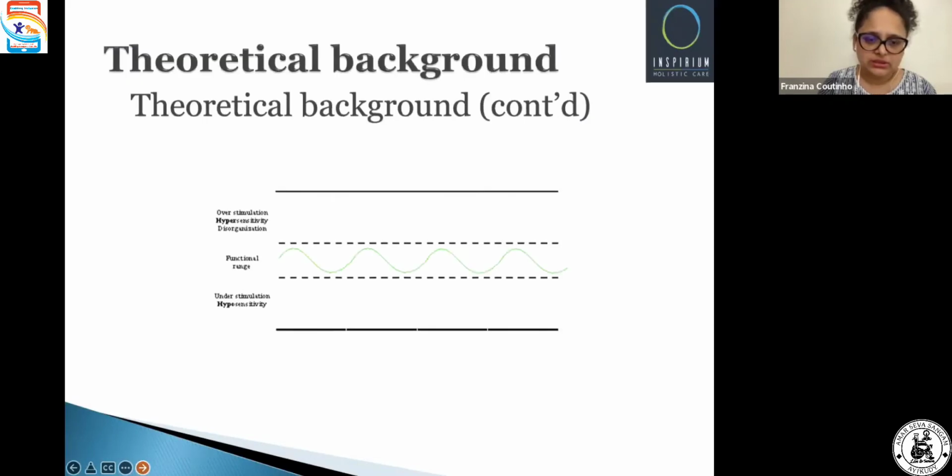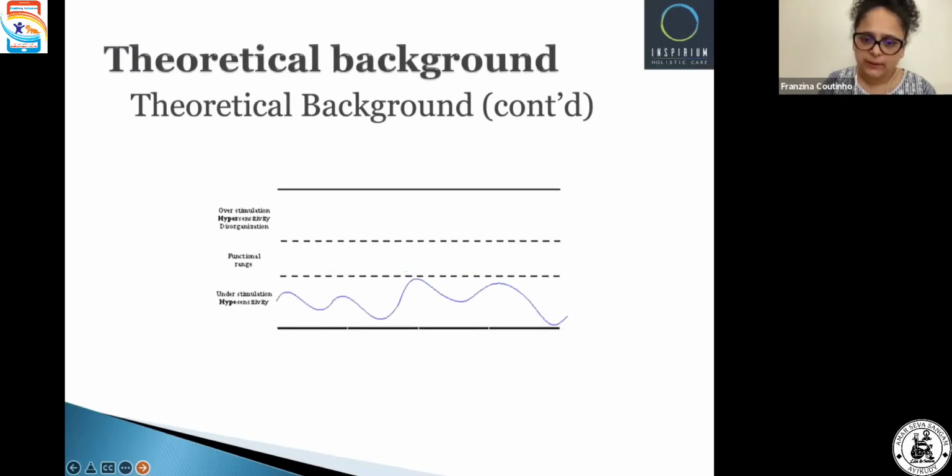He said this already, right? This is the functional range. If you're understimulated, hyposensitive, you're over here. Now I want examples from a lot of you right now. What do you understand by hyposensitivity? Give me an example in the chat box. What do you all understand? It doesn't have to be the right answer.